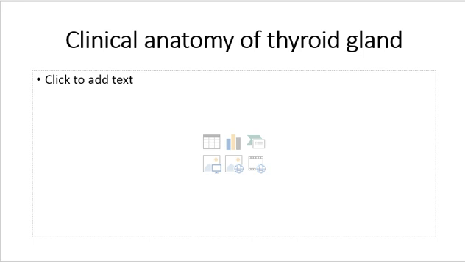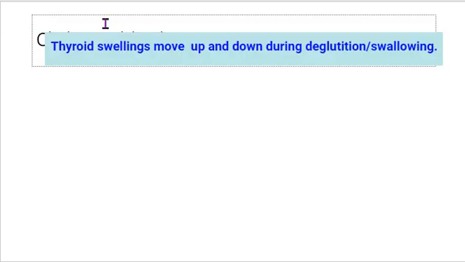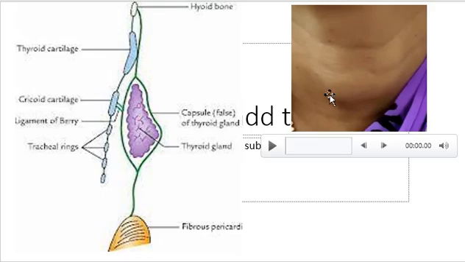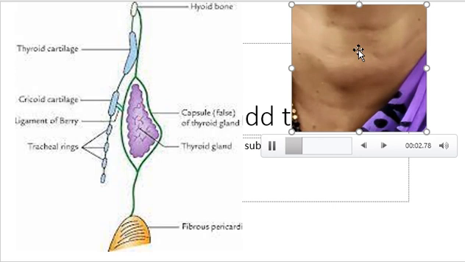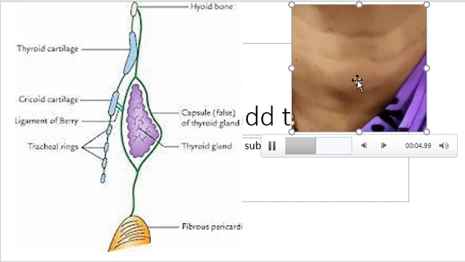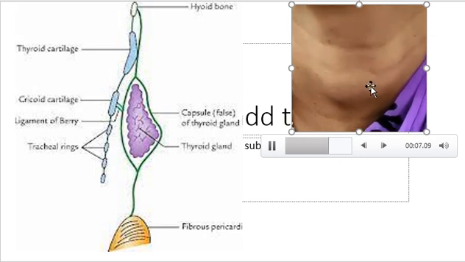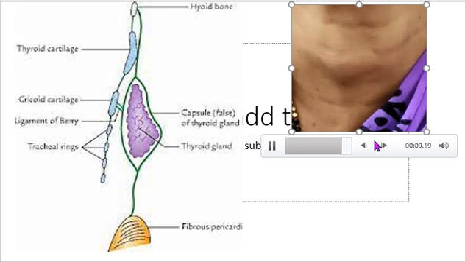In this video, I discuss clinical anatomy of the thyroid gland. Why does the thyroid gland move up and down during deglutition or swelling? You see, this is an enlargement of the thyroid gland and it moves during deglutition.